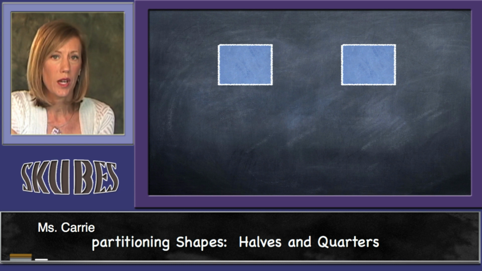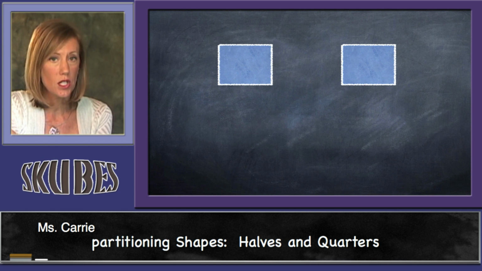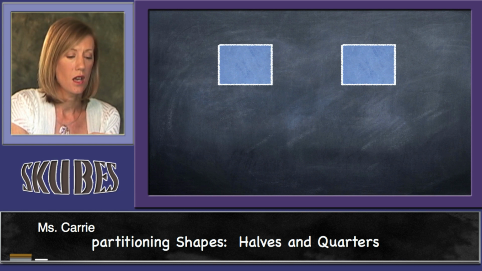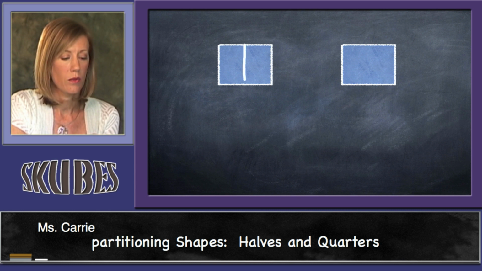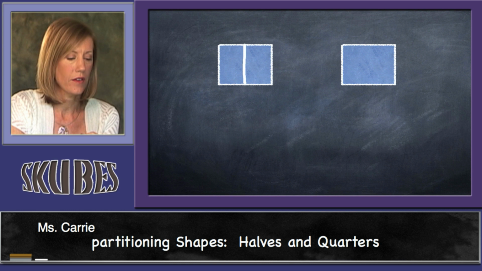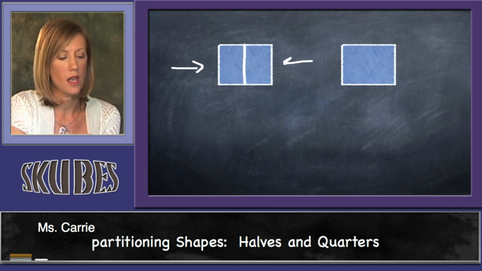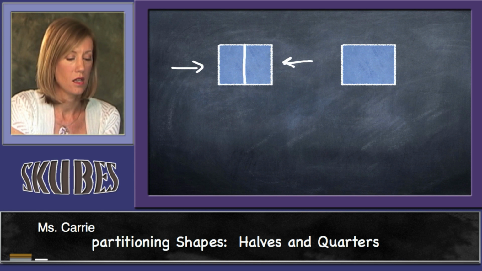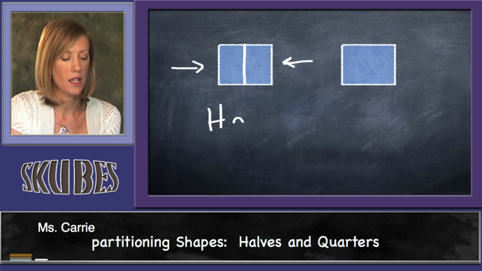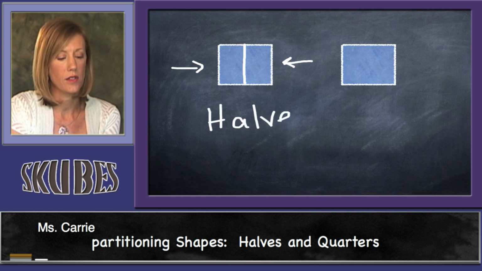Now with these two squares, we can divide them or partition them in two different ways. In the first square, if we draw a line down the middle, we've divided it in half. This side and this side are the exact same size. So we divided it into halves.